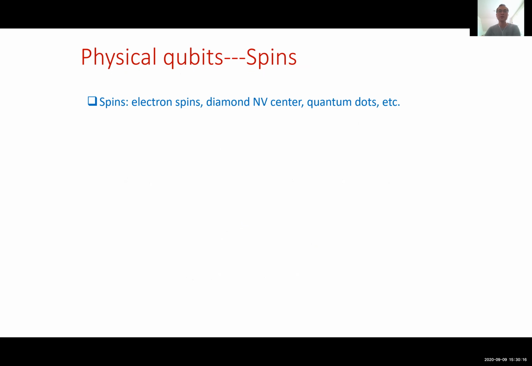The next topic is spins. For example, an electron has spin up and down. You could also have the so-called nitrogen vacancy center in diamond. You could also have an artificial atom called a quantum dot, etc. So let me go through some of these.